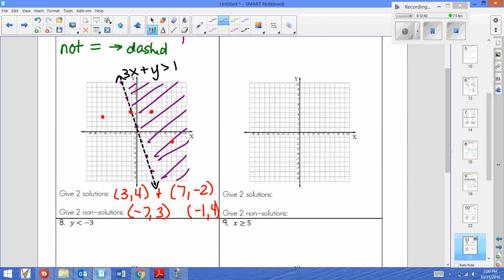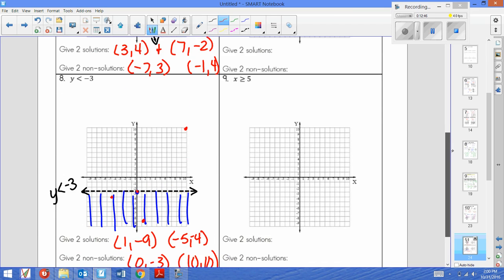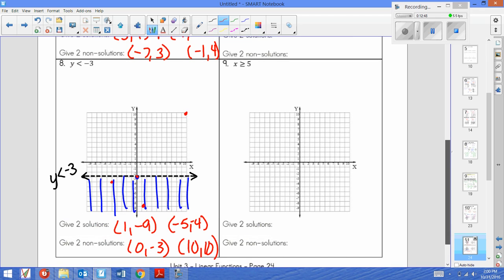All right, moving up to, let's go ahead and do 9. Did I skip one? Sure did. Okay, we'll go back and do 7 in a minute. Let's do 9 next. So 9 says x is bigger than or equal to 5. So let's find where x is 5. That's this axis right here. And x can be equal to.